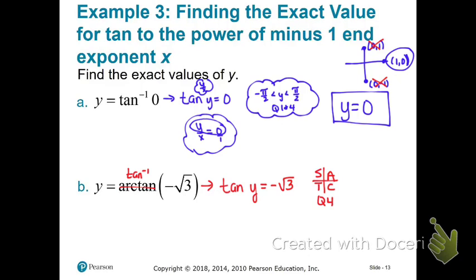So what I did when I wrote that was so we could just look at the 1 and 4. In quadrant 1, they're all positive, which means tangent can't be negative there. And in quadrant 4, only cosine and its reciprocal, which means that's where tangent is negative. So we know our answer is going to be a quadrant 4 answer, which means it's going to be a negative angle, because it's got to be between negative pi over 2 and positive pi over 2.